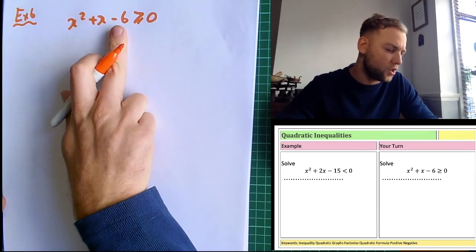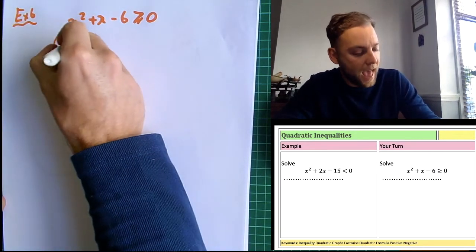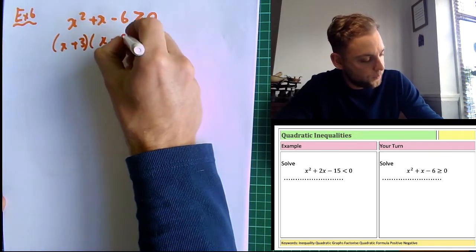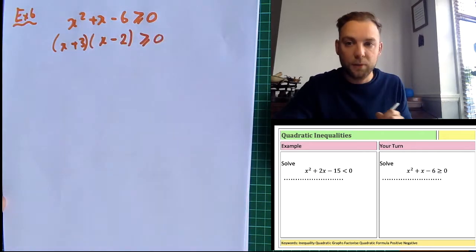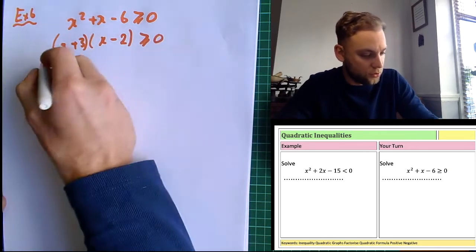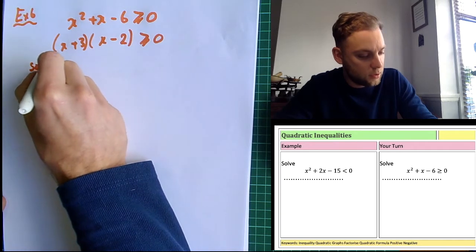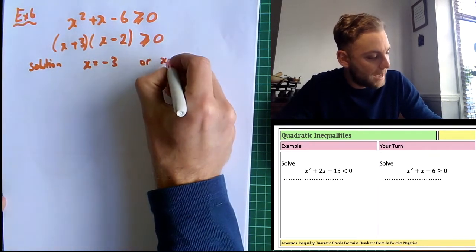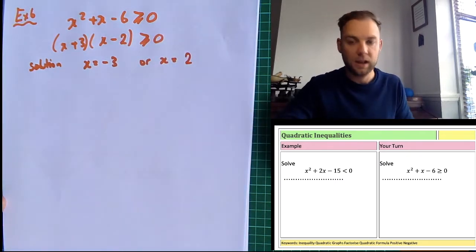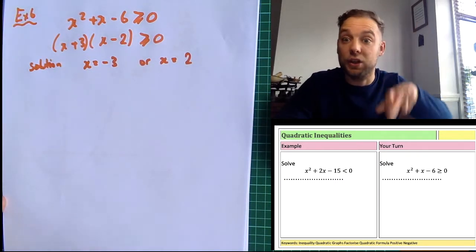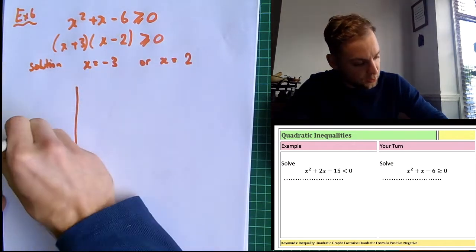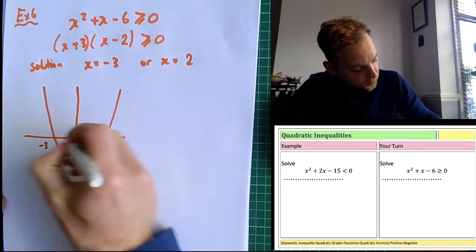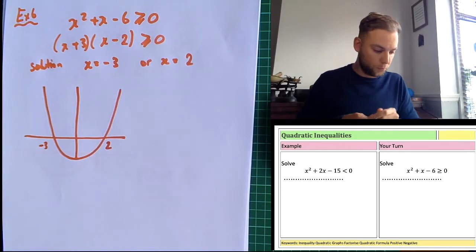So 3 and 2, it's going to be x plus 3, x minus 2 is greater than or equal to 0. So I've got two solutions. So my solutions are when x is equal to minus 3 or x is equal to 2. It's a positive quadratic, so it's going to be a U shape. So I'm going to draw it as a U shape. Minus 3 and 2. Here's my U shape. Minus 3 and 2. Brilliant.